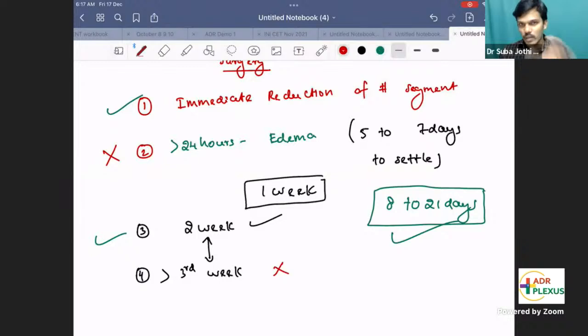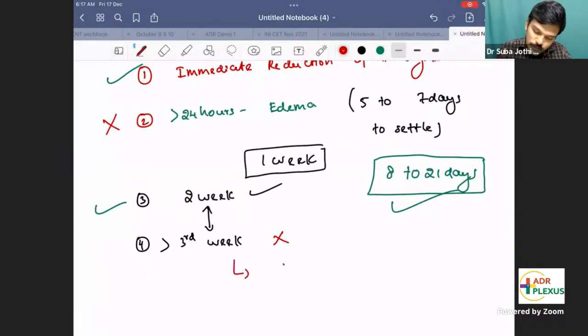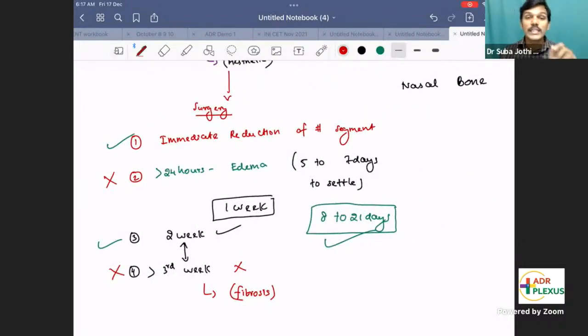If the patient crosses more than 21 days, you can't do the surgery, because the fracture segment would have formed fibrosis. If we do surgery, we are going to disturb the natural fibrosis healing mechanism. Technically, we are not keeping any plate. We are just doing closed reduction most commonly. If we disturb the natural fibrosis, it's going to cost the patient a lot. So you should not do the surgery after more than 3 weeks. This is the timeline for surgical management of fracture nasal bone.